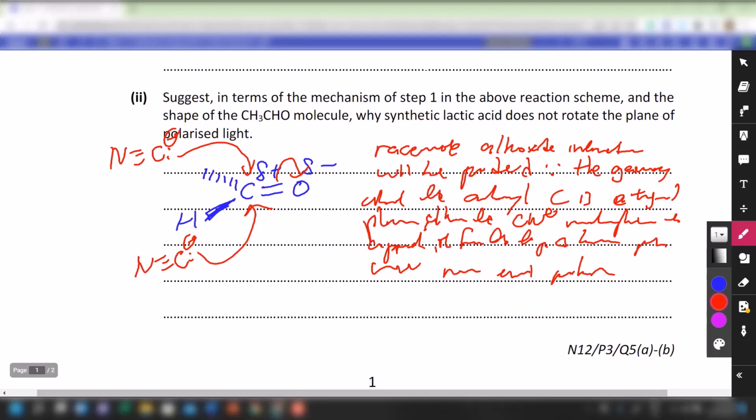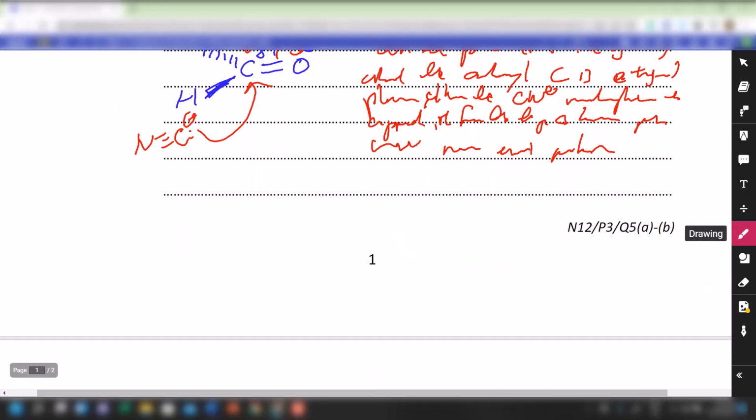Because I get both the enantiomers, the plane polarized light will be rotated in both directions, and then eventually it will cancel out. Therefore, the product mixture you get at the end of the day from the synthesis in the above steps is not able to rotate plane polarized light despite having a chiral carbon. Alright, so I hope this is clear enough.